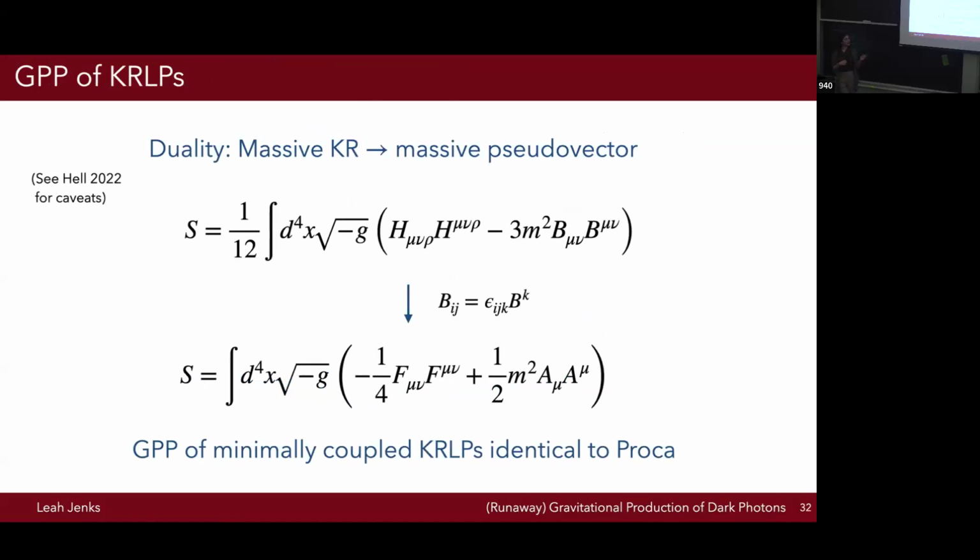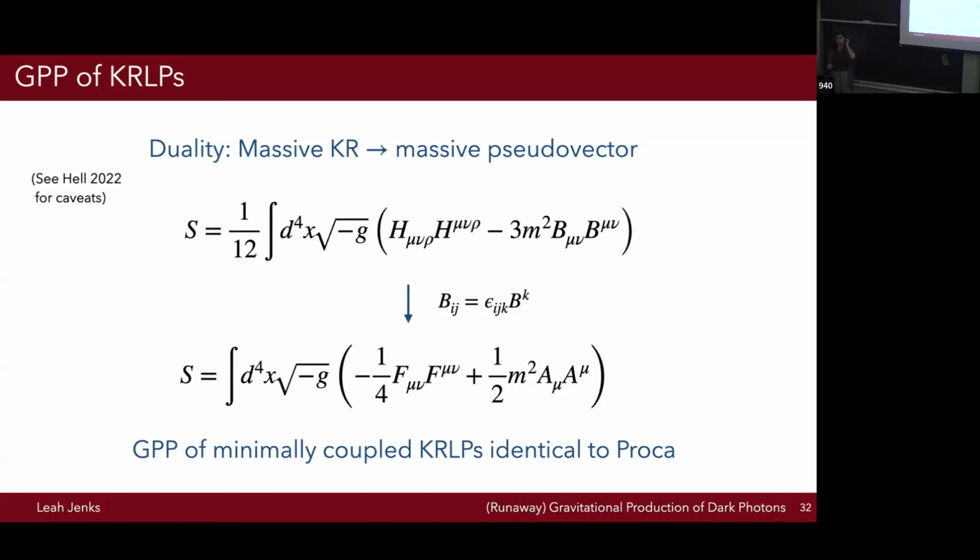People often think about the Kalb-Ramond field, or this B mu nu, as being dual to an axion, which it is in the massless limit. If this B mu nu is massless, then it is literally just an axion. There's a nice duality relation there. However, if it is massive, so if you put in a mass term like this, it's actually no longer dual to an axion, but it's dual to a massive pseudo-vector field. You can decompose this field in the following way to basically get back your Proca action.